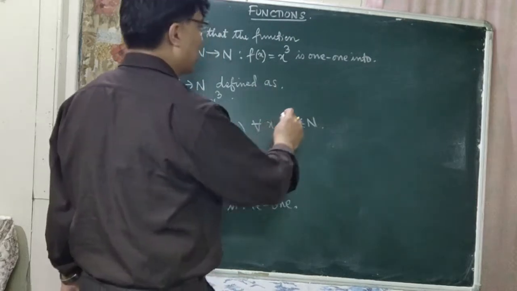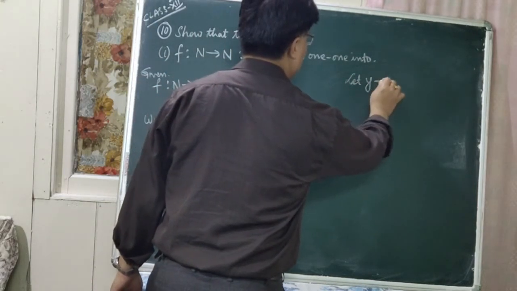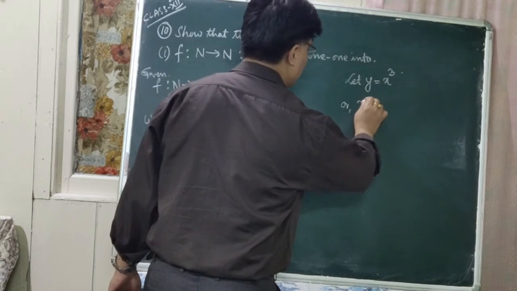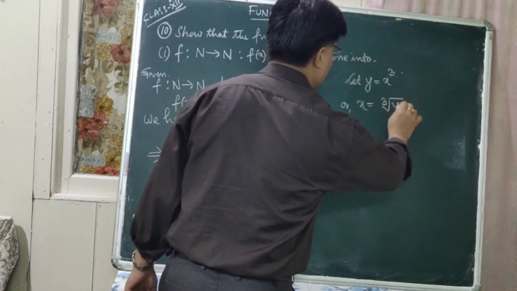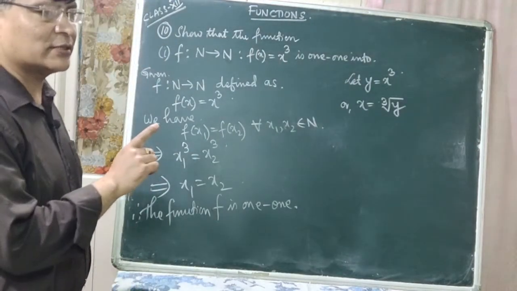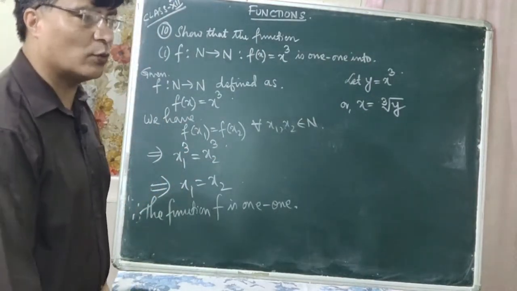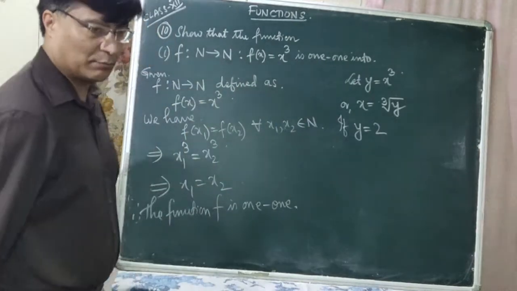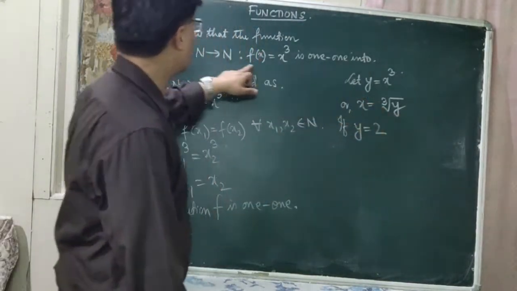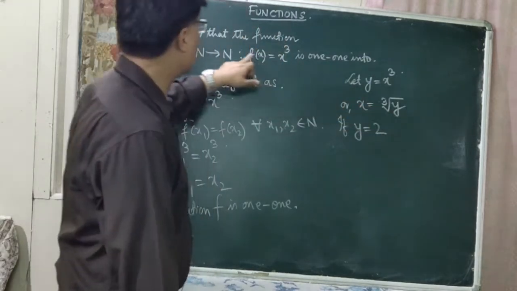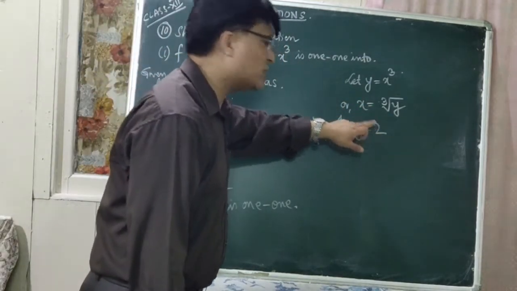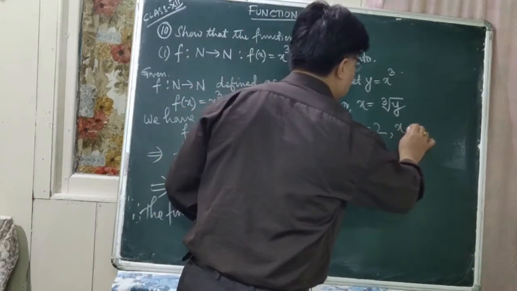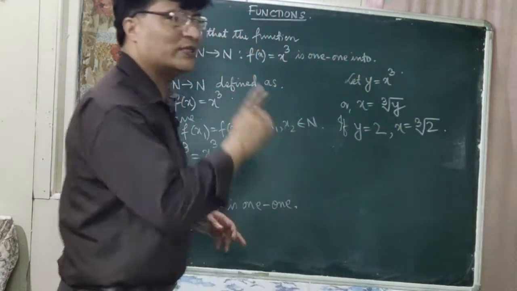For this, let us assume that y is equal to x cube. So what is the value for x now? Express x in terms of y. That is, x is equal to cube root of y. Suppose this y belongs to the codomain N. You know that 2 is a natural number which belongs to the codomain N. So if you put y is equal to 2, what is the value for x? That is cube root of 2, which is not a natural number.